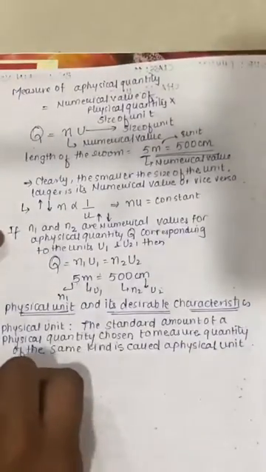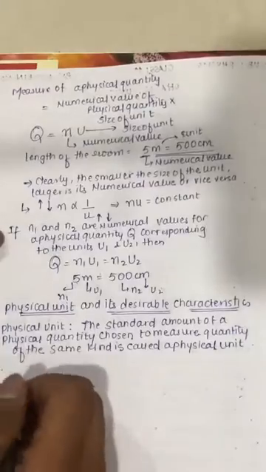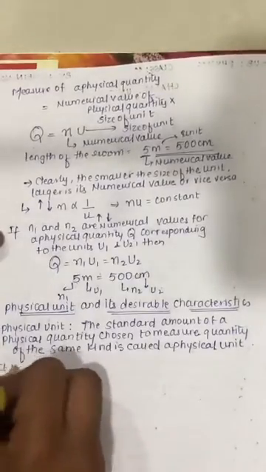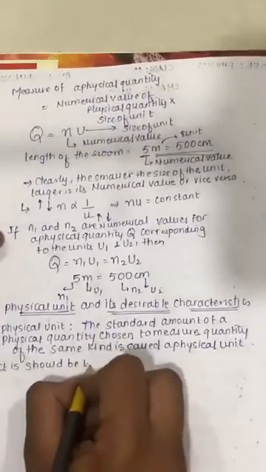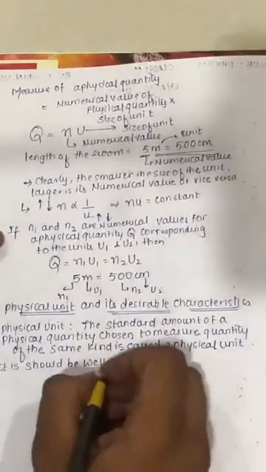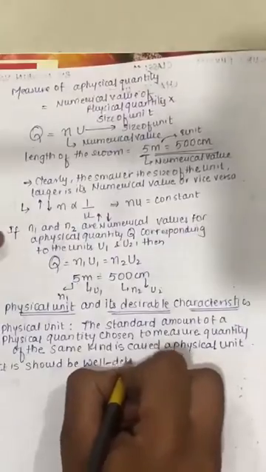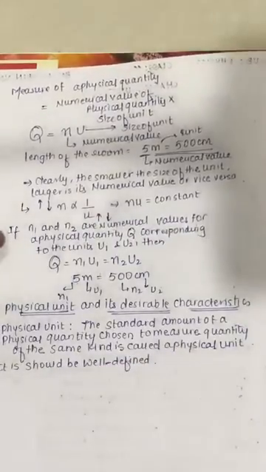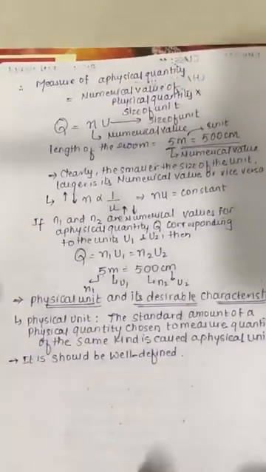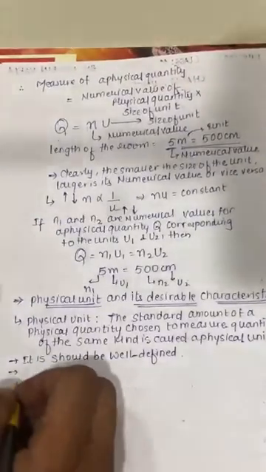Now the very first characteristic is it should be well defined. Easily accessible, easily understood. It should be well defined. Anybody can understand what it means. That's why the first characteristic is it should be well defined.